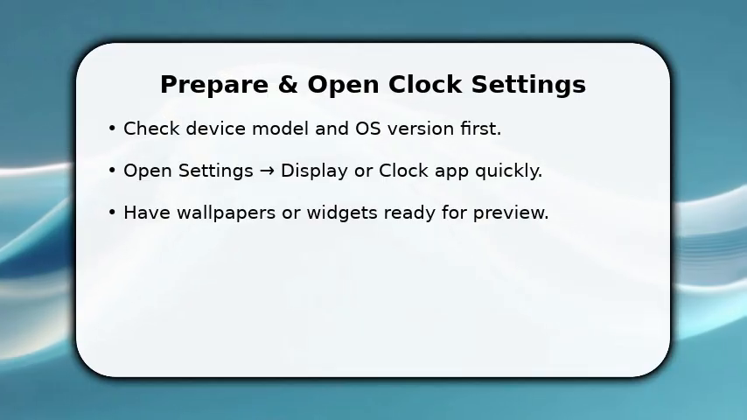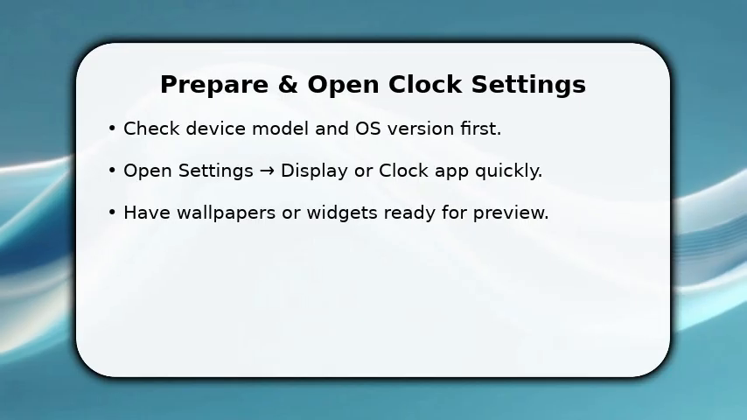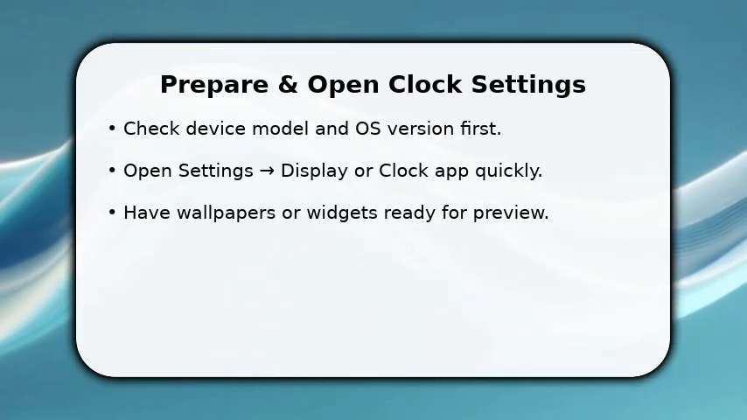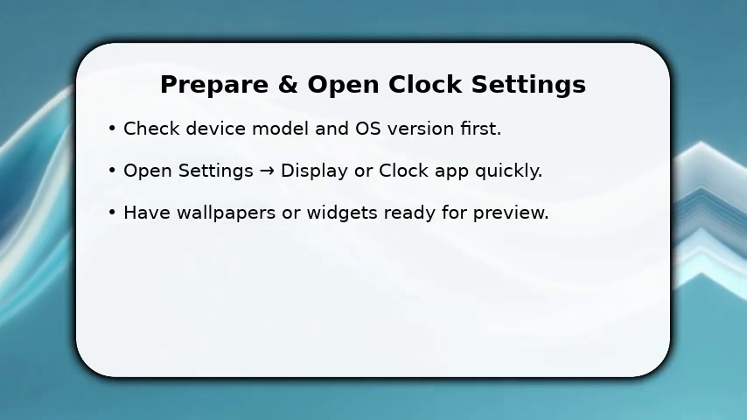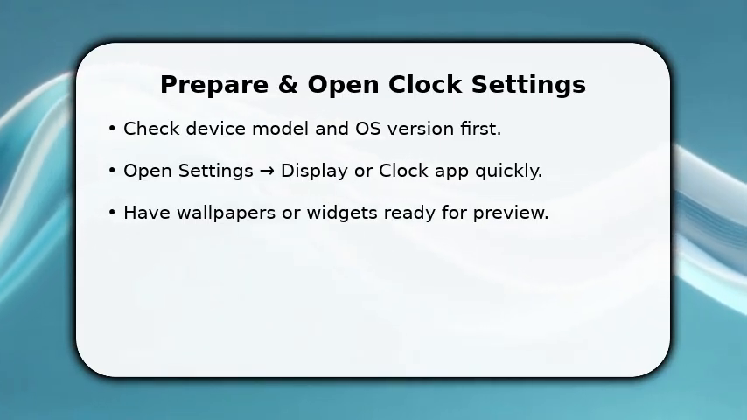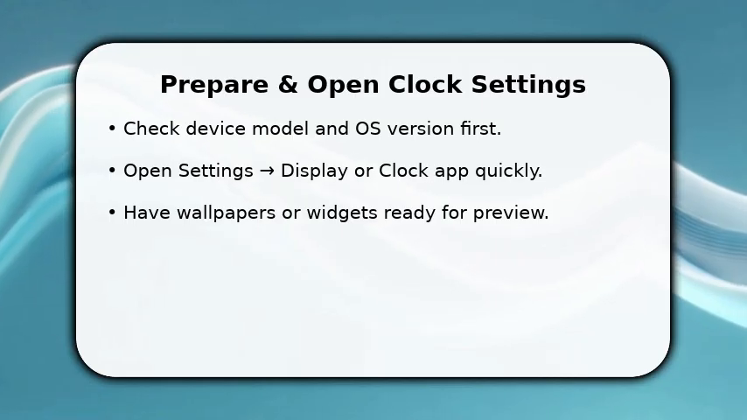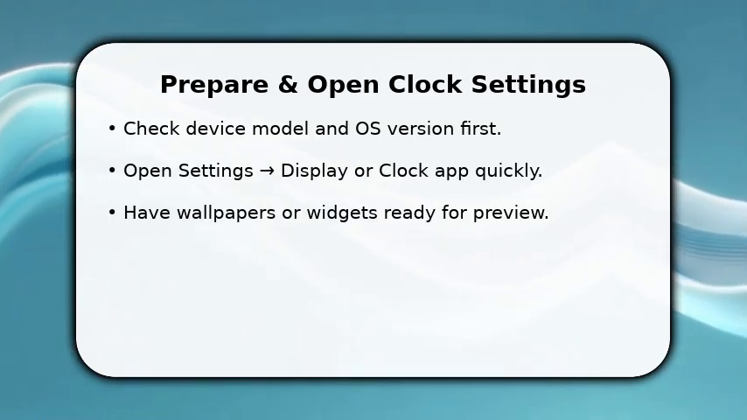You start by confirming your device and operating system, so you pick compatible clock styles. Once done, go straight to Settings and tap Display or open the Clock app's customization pane. Make sure you have any wallpaper or widget areas visible to preview changes in real time.